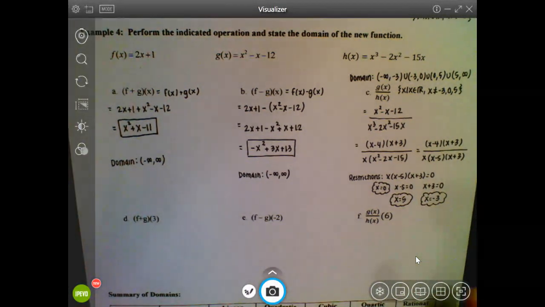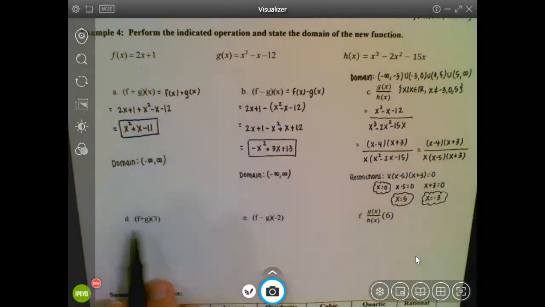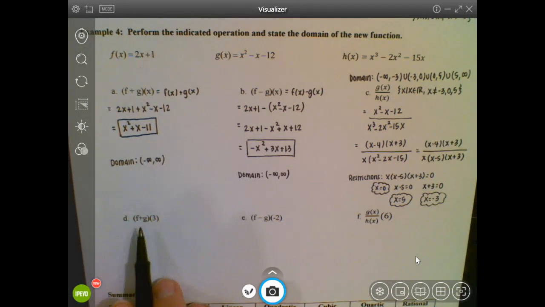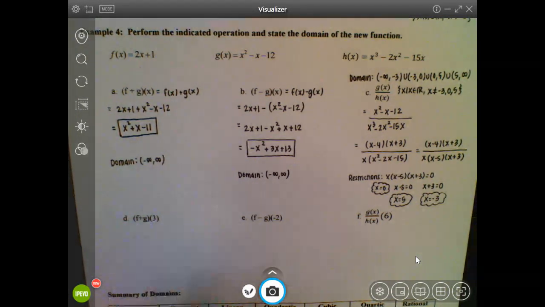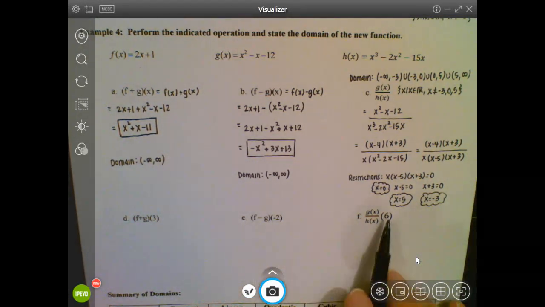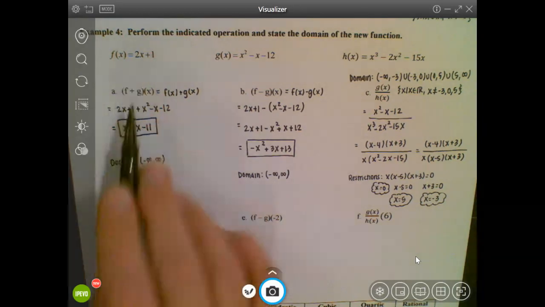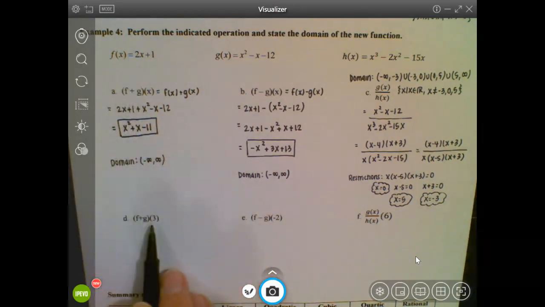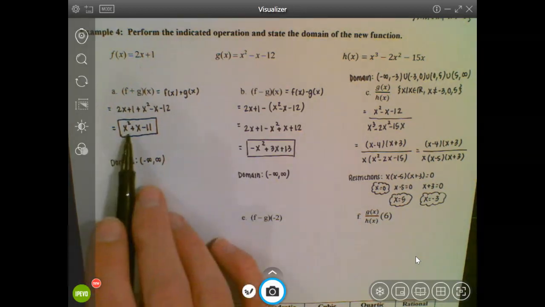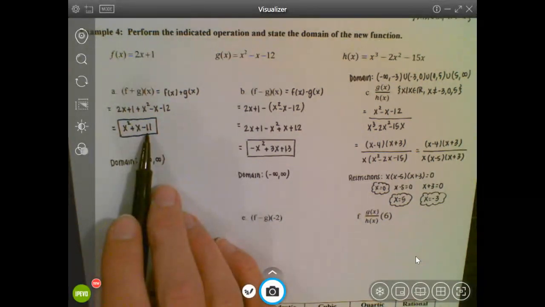Okay. So we'll notice that down here, the operation is a little bit different. Instead of having an x here, we have a 3. Instead of having an x here, we have a -2. And instead of having an x here, we have a 6. So this is basically telling us that if we know what f plus g is, which we do because we actually just did f plus g up here, we would want to evaluate that quantity at 3. So we know that f plus g is x squared plus x minus 11.